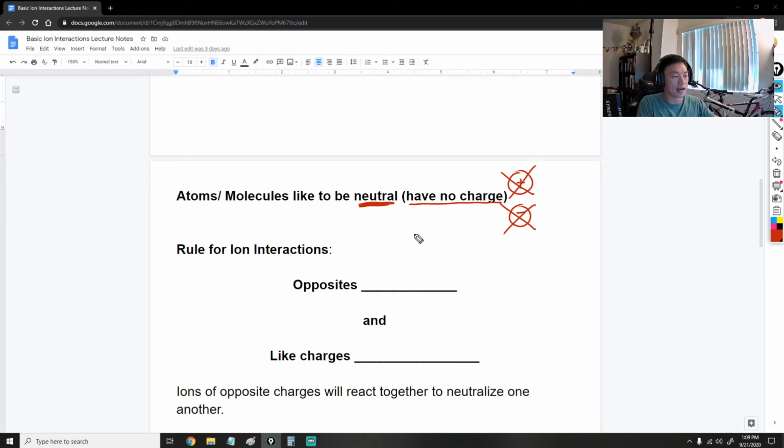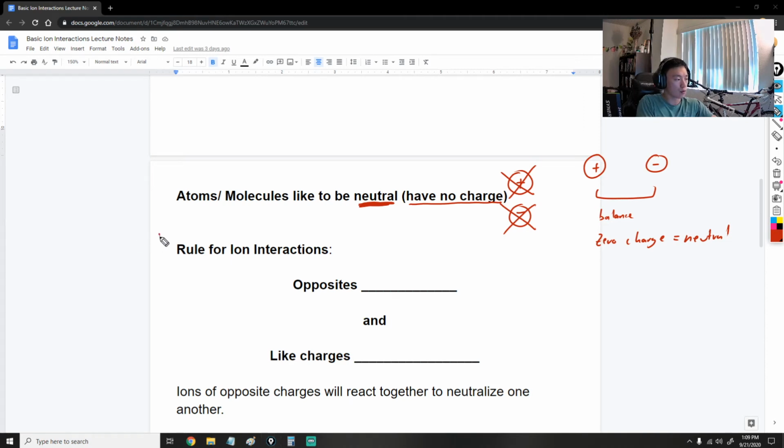They want to balance out. Okay, they don't want to be positive and they don't want to be negative. Okay, so what positive and negative charges like to do is they like to find each other and they want to balance each other out so that there's zero charge. Okay, another word for zero charge is neutral. Okay, so atoms and molecules, they like to be neutral. So what they'll do is they'll react or interact, or they'll combine together in order to form a neutral particle with zero charge.